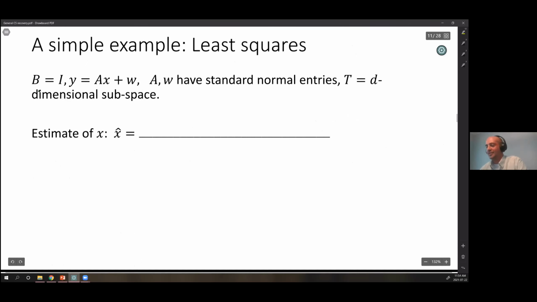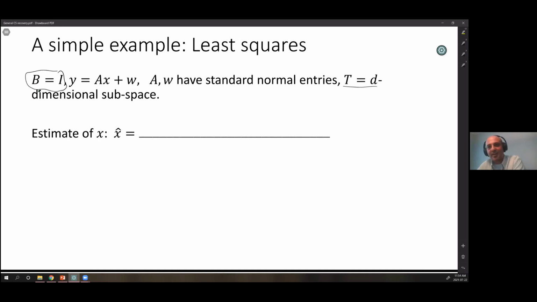All right. So now I'd like to give an intuition for what's to come. We'll look at the simplest setting possible, which is least squares, where we're going to take B to be the identity. We'll take this linear model, but now y equals Ax plus w. We'll assume A is Gaussian, the noise W is Gaussian, and most importantly, that T is just a d-dimensional subspace. And let's look at how well we can estimate X in this setting and how we would estimate it.